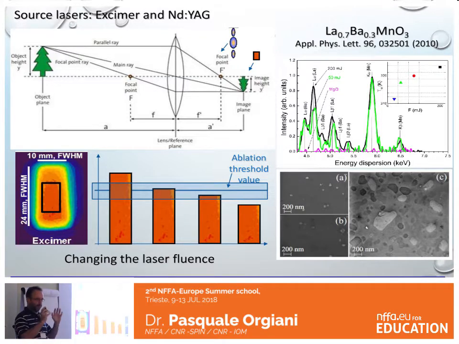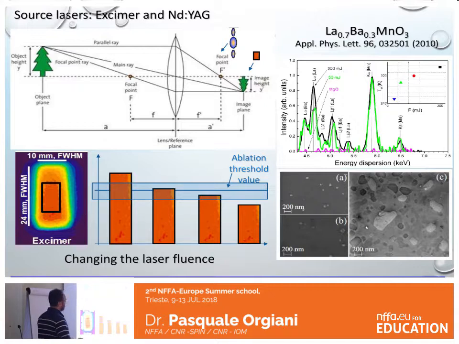Let's try to understand what happens. You have your pulse that is definitely above the ablation threshold. What do you get? You get a thin film, so you are able to ablate your film. Here, you are far from the ablation threshold. What do you have? Nothing. You are not able to ablate your film. What if you are here?